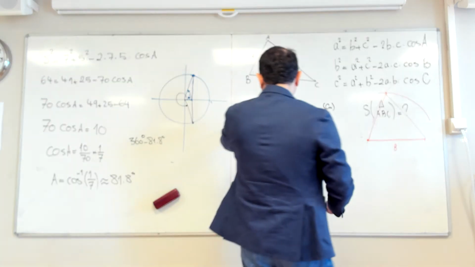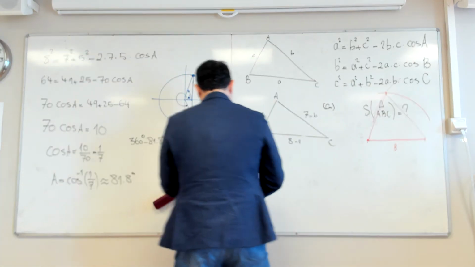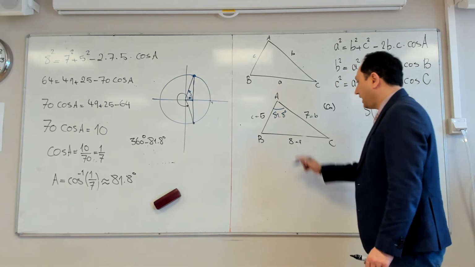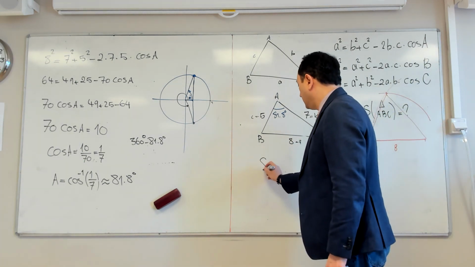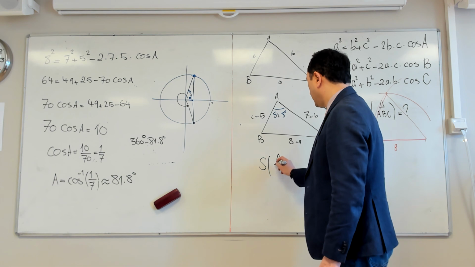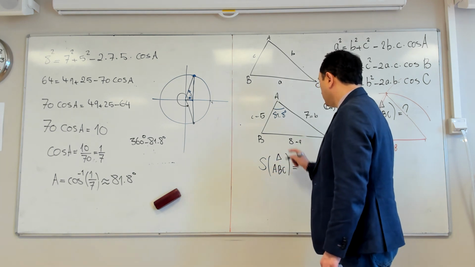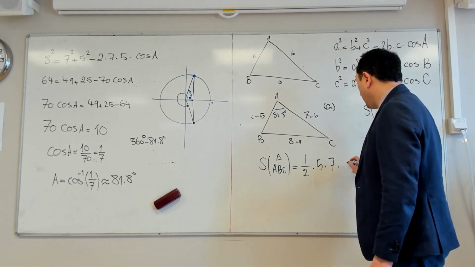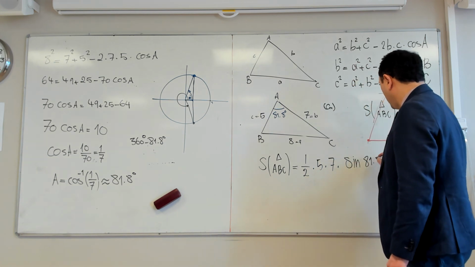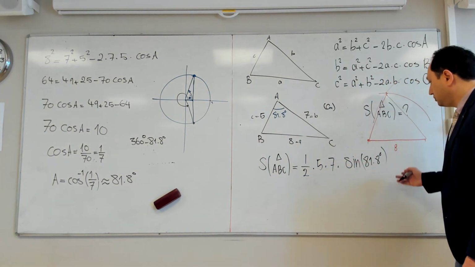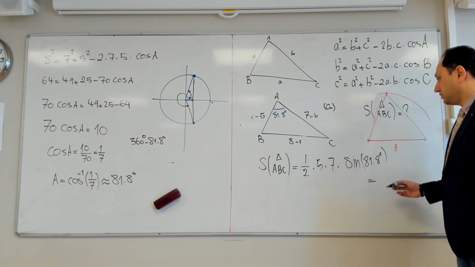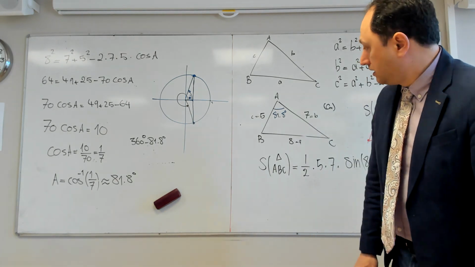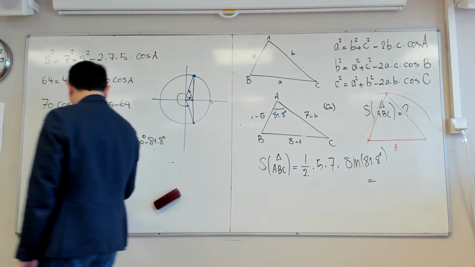So now I realize that A is 81.8 degrees. And now I want you to calculate the area. The area is easy to calculate now. The area of this triangle ABC is equal to what? 1 over 2 times 5 times 7 times sine of 81.8 degrees. And then you put this number in the calculator and you get an answer. That answer would be the area of the triangle, but not the exact value.